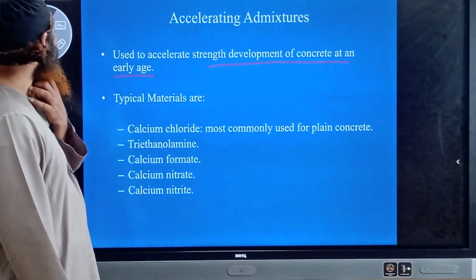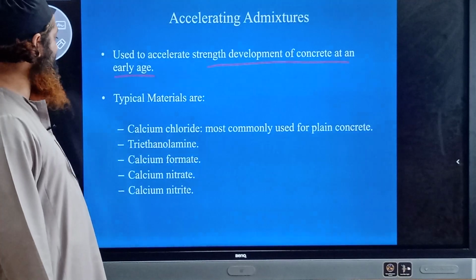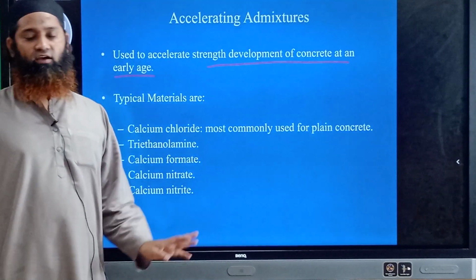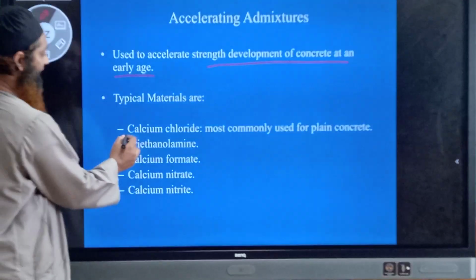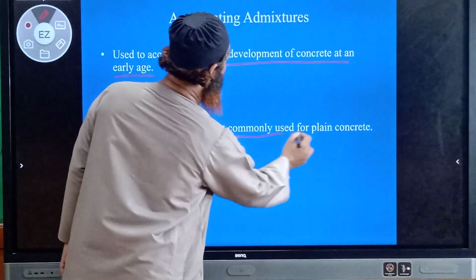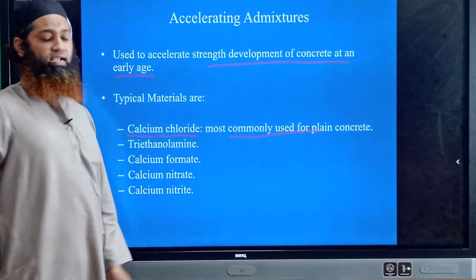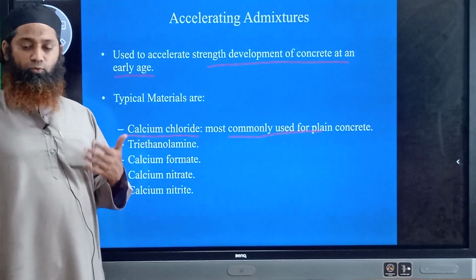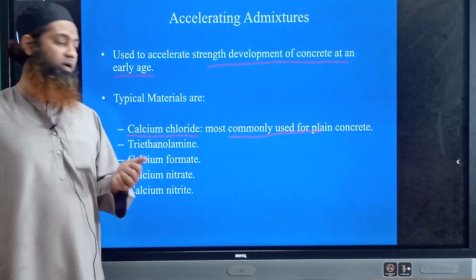Typical materials used in accelerating admixtures include calcium chloride. This is the most commonly used for plain concrete. When plain concrete is used, we use this calcium chloride as the accelerating admixture. It accelerates the mix, it accelerates the properties of concrete, and it improves the strength of concrete also.